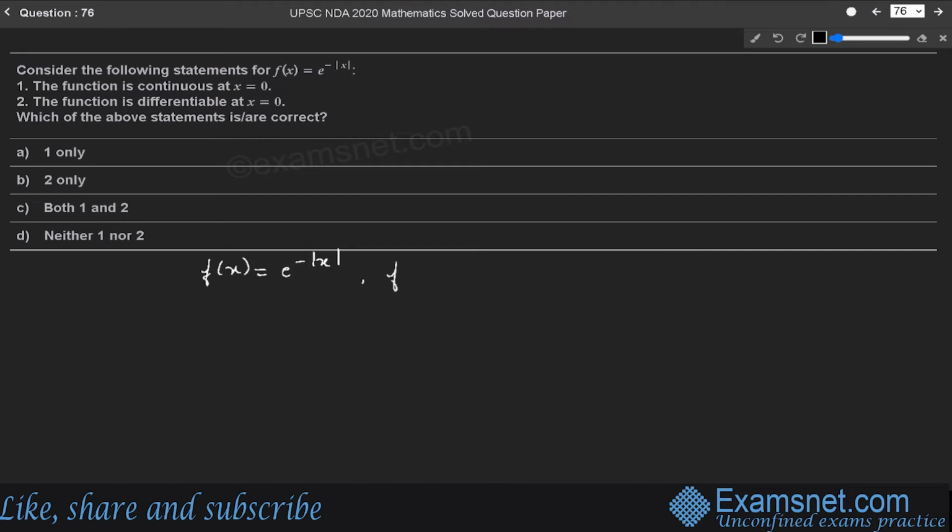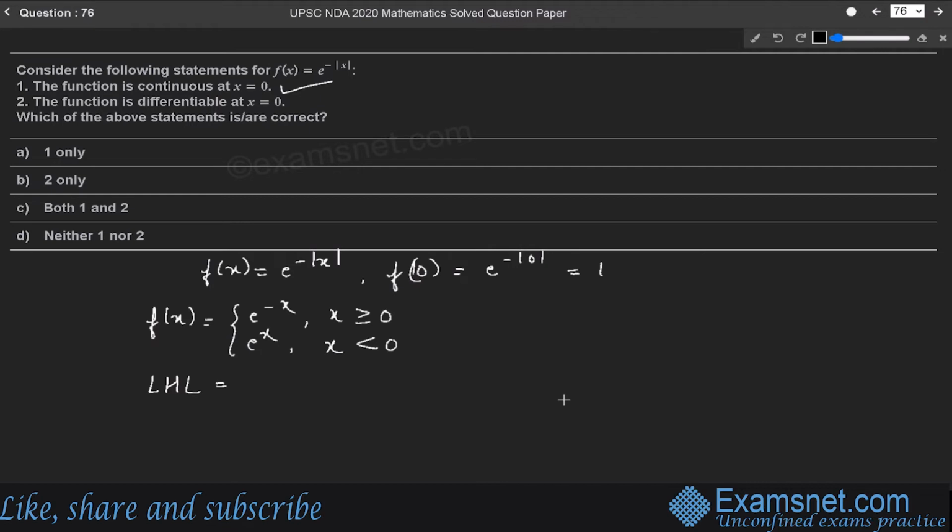So f of 0 will be equal to e to the power minus mod of 0, which is 1. Now we can say that f of x will be e to the power minus x when x is greater than or equal to 0, and f of x will be e to the power x when x is less than 0. So let us see the first statement now. The first statement is that the function is continuous at x is equals to 0. We know that a function is continuous only if left hand limit is equals to right hand limit. So we have to find left hand limit and right hand limit.